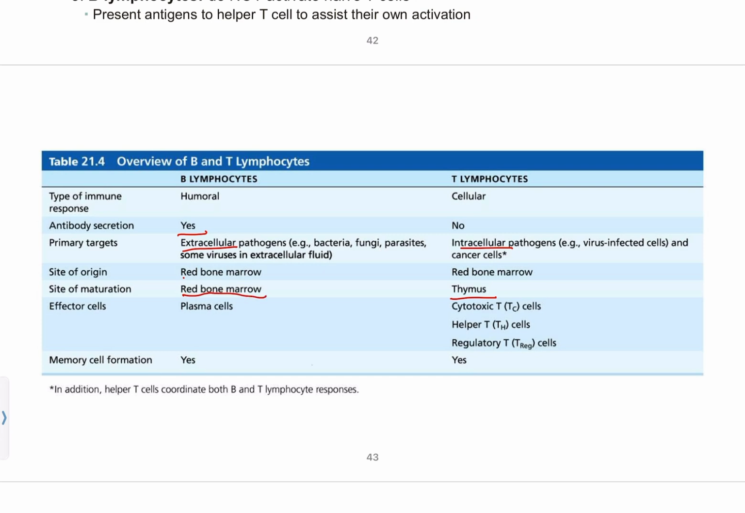When we're talking about the effector cells for our B lymphocytes, those are going to be the plasma cells that are going to produce the antibodies. And of course, we form some memory cells with our B lymphocytes. Our effector cells for our T lymphocytes, we have 3 different kinds. We have cytotoxic T cells, helper T cells, and regulatory T cells. We'll talk about each of these functions later on. And of course, we also form memory cells with our T lymphocytes.